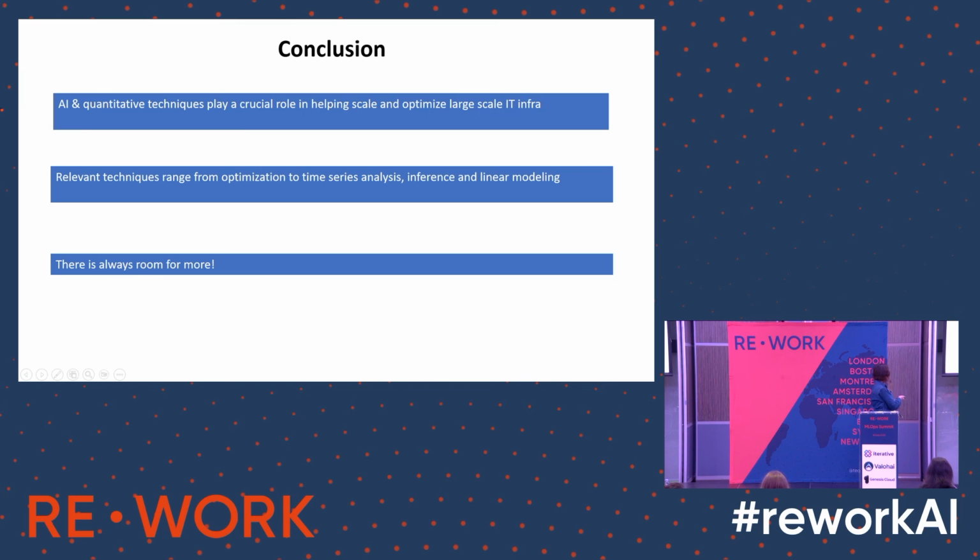So this is the conclusion. AI and quantitative techniques play a crucial role in helping scale and optimize large-scale IT infrastructure. There is a wide range of techniques, and even for the problems that I just presented, there might be other techniques that can apply. So you can go from simple analytics into time series modeling, into optimization, into regression, into inference, and other stuff. And there is always room for more.